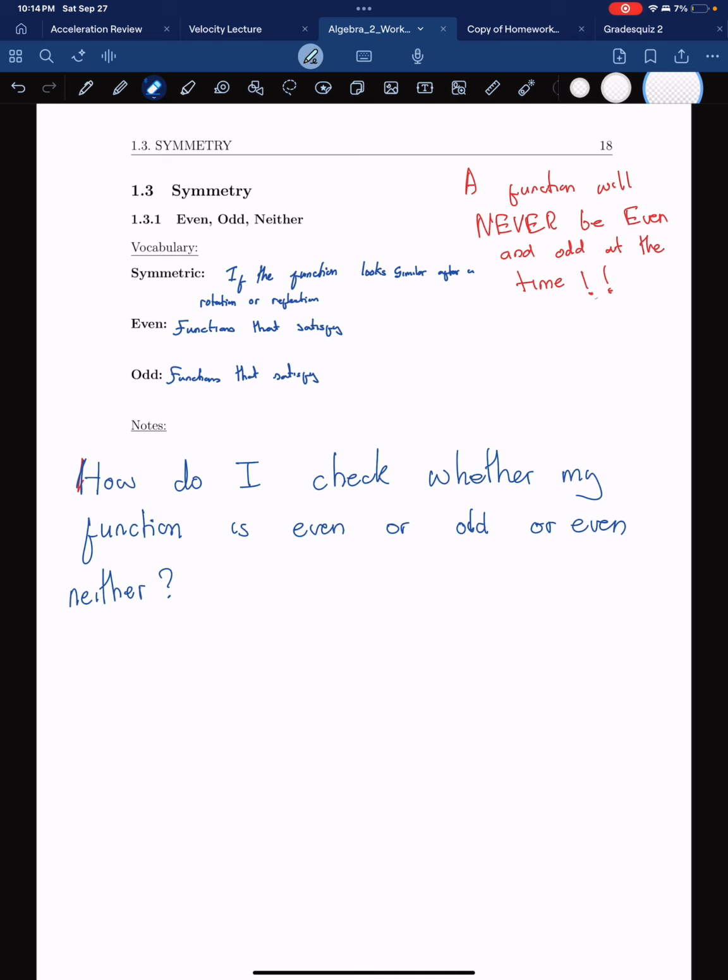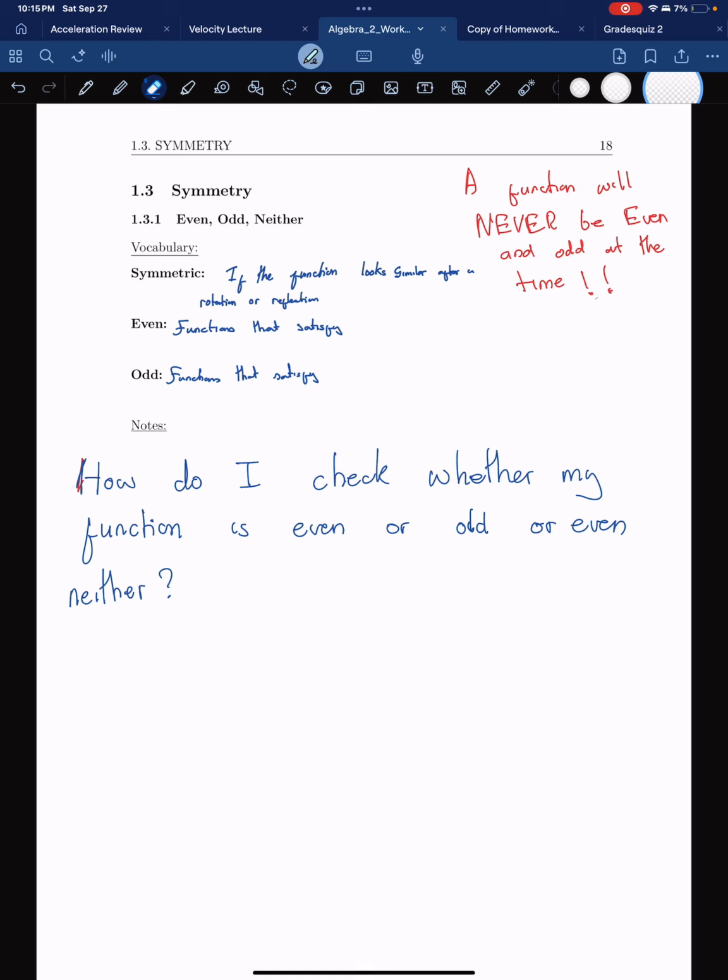Anyway, now our class is going to diverge into talking about the symmetry of a function. We're now describing a function's symmetry. So in this class, when talking about the symmetry of a function, we're asking the question: is the function even? Is it an even function? Is it an odd function? Or is it neither? All right?